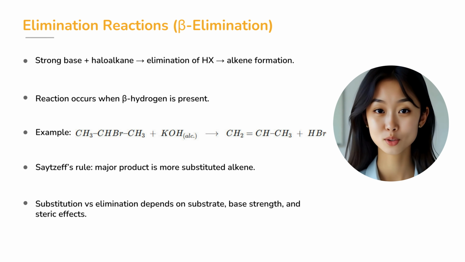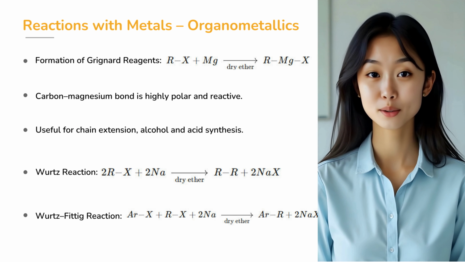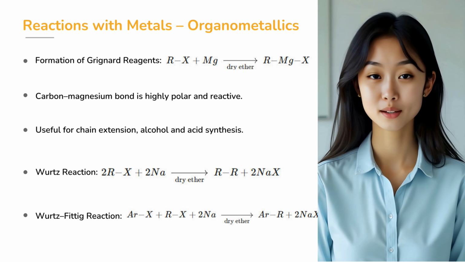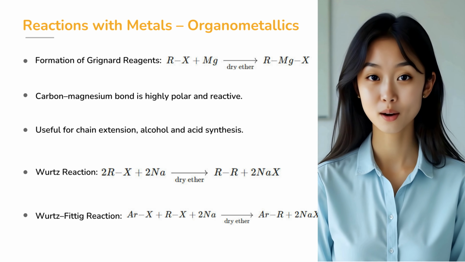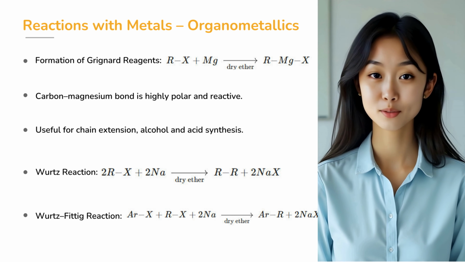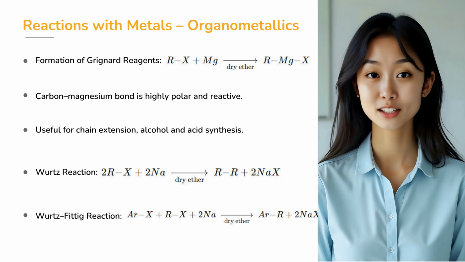According to Zaitsev's rule, the more substituted alkene, that is, the one with greater alkyl substitution around the double bond, is the major product. This competition between substitution and elimination depends on base strength, temperature, and the structure of the haloalkane. Haloalkanes also react with metals to form important organometallic compounds. With magnesium in dry ether, they form Grignard reagents, RMgX, which are highly reactive and versatile in synthesis.